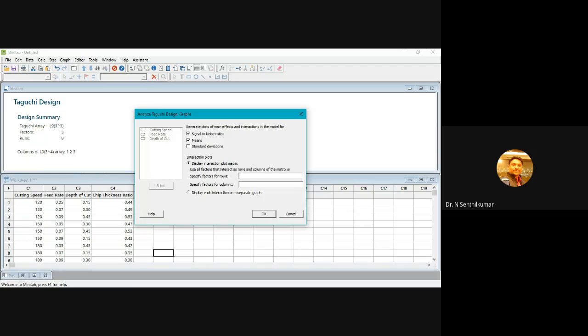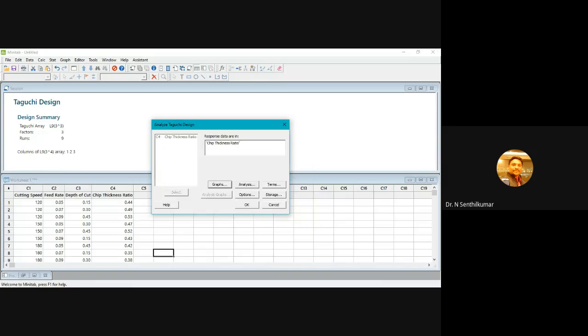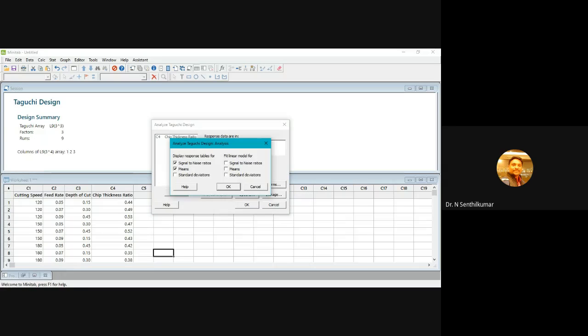There will be 2 graphs. 2 graphs is just a mean. So without converting that into any signal to noise ratio, we can get the mean value. That I don't need. I need only SN ratio value. Okay, the graph for SN ratio. Then analysis. In the analysis, display response table for signal to noise ratio and means. I don't want it for means. I want only for SN ratio.